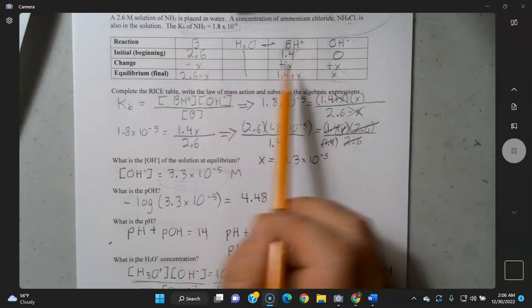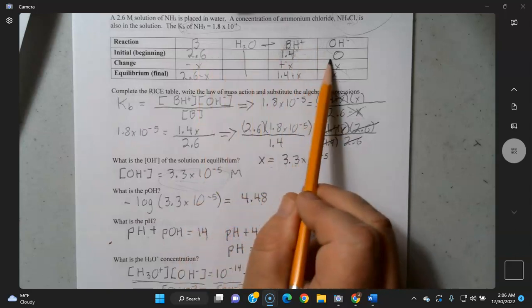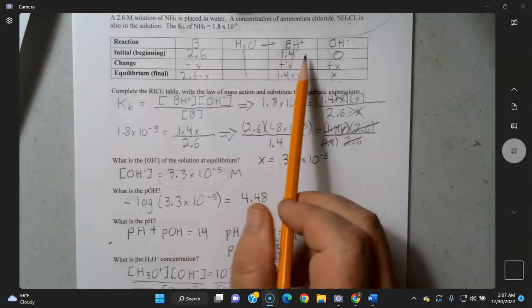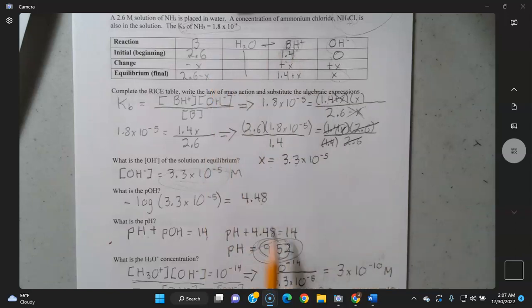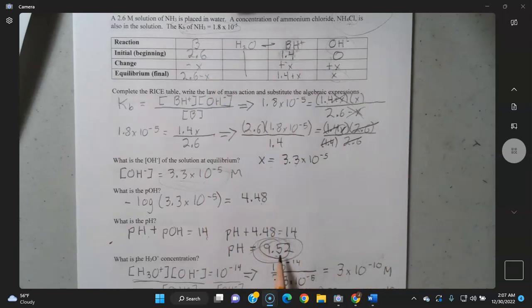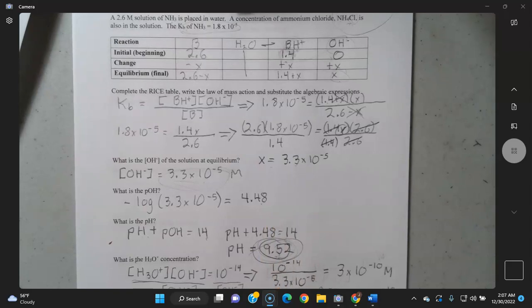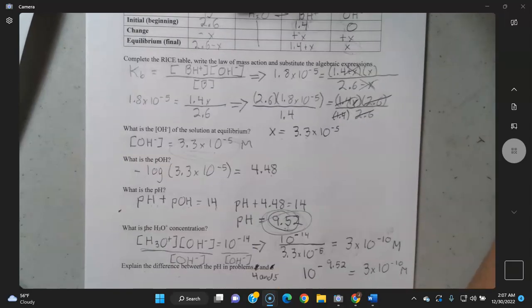When you have a common ion, the reaction doesn't want to run from left to right, and that means in the case of a base reaction, it's going to be less basic. So you get a lower pH, meaning it's more acidic than on the previous example. Okay, so I'm going to wrap this one up right here.